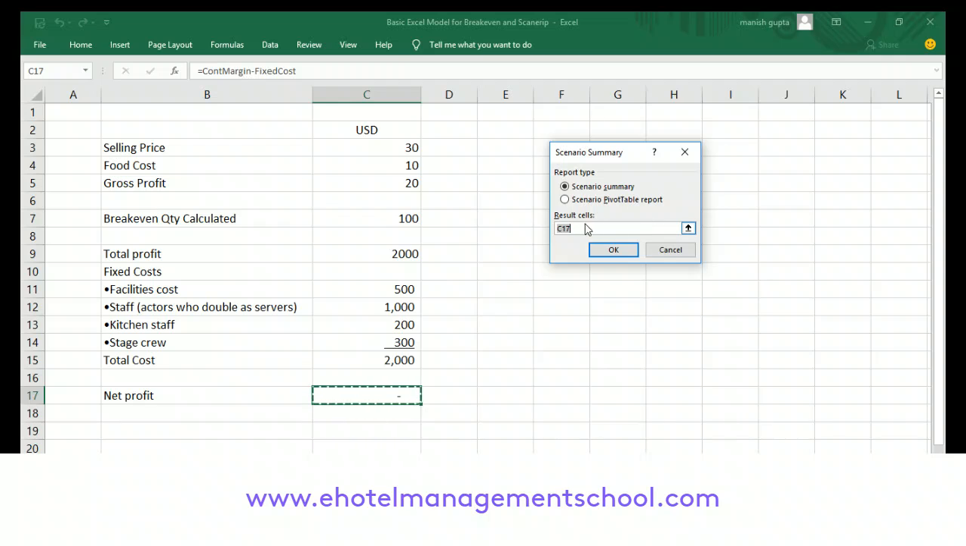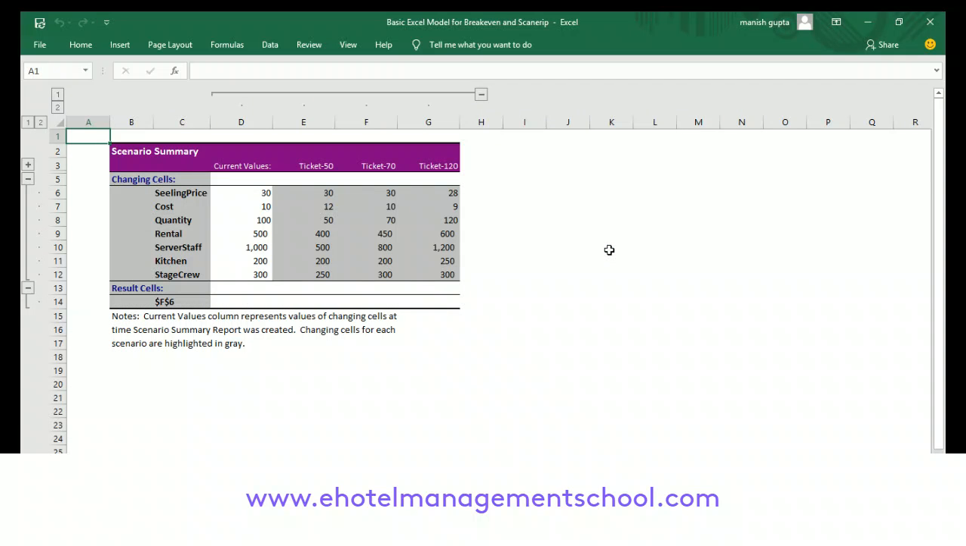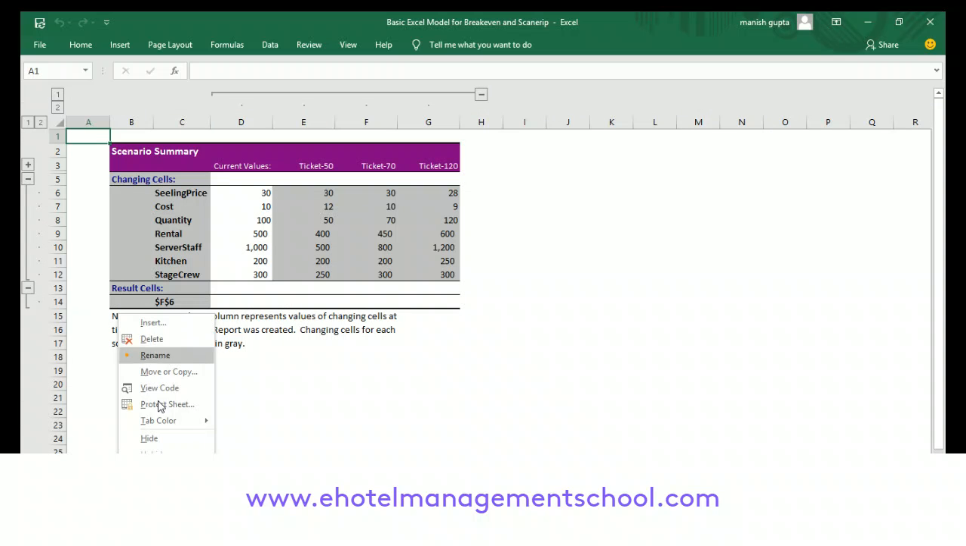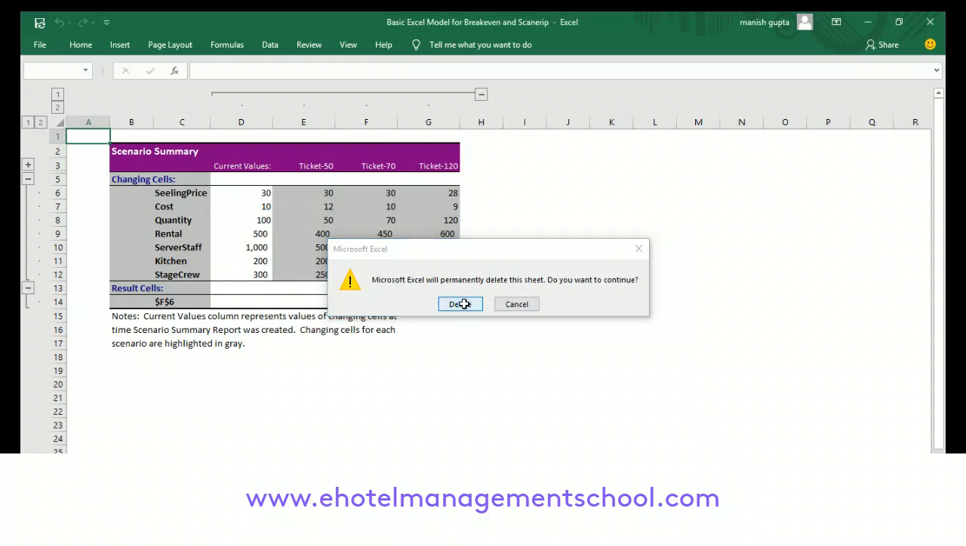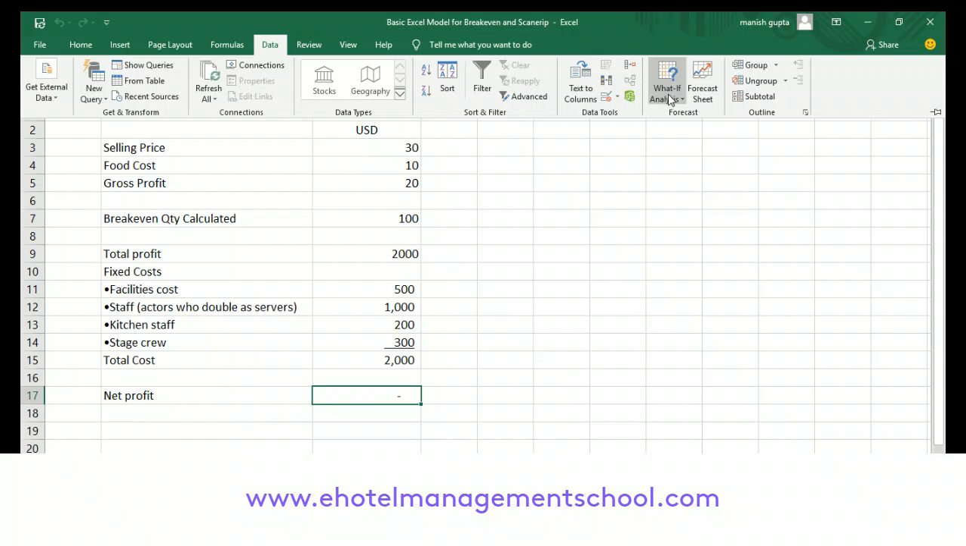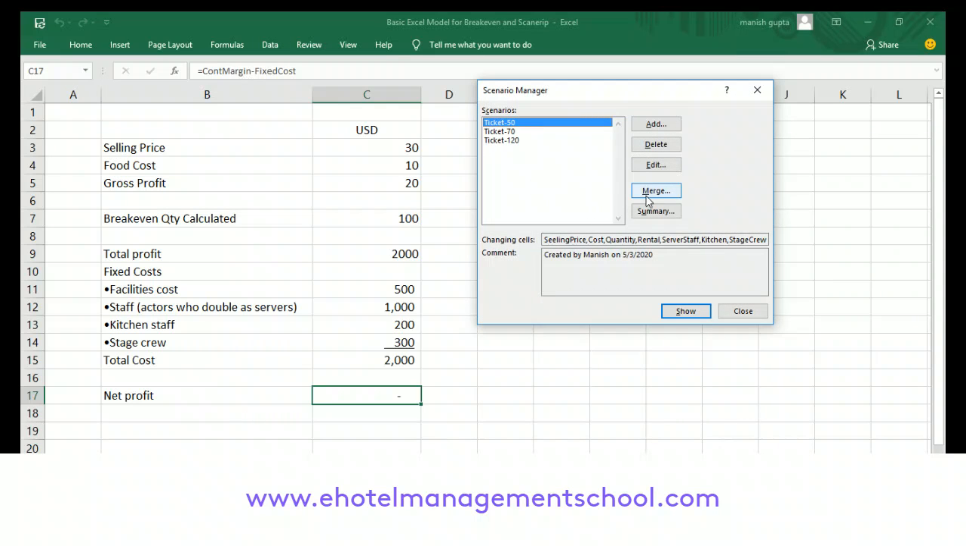Once you click summary, you will be able to see the scenario summary, and the results can be put on a new sheet. So you can click here to see the summary. Oops, sorry, I forgot to click on the result cell. So let's do it again, because we want to understand the impact on the profit. So let's click on scenario manager again. Now we want to see the summary.